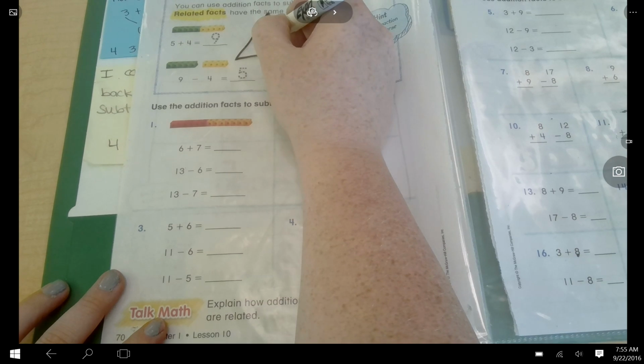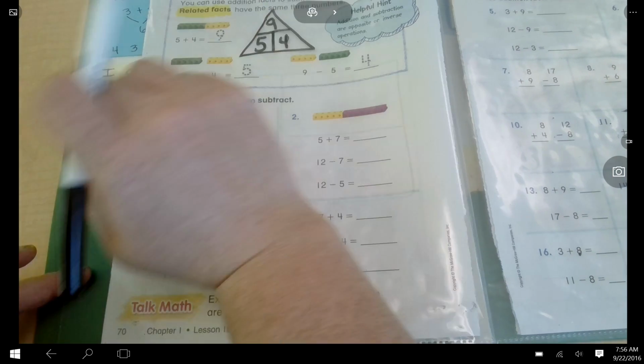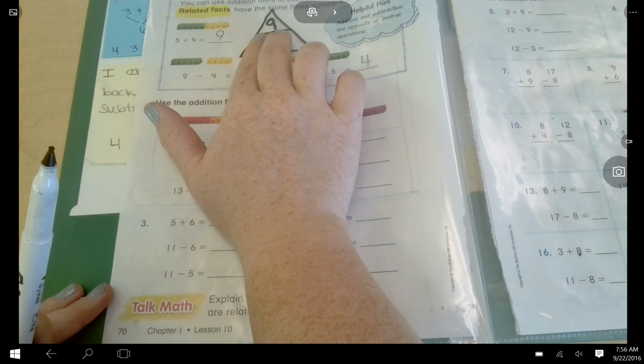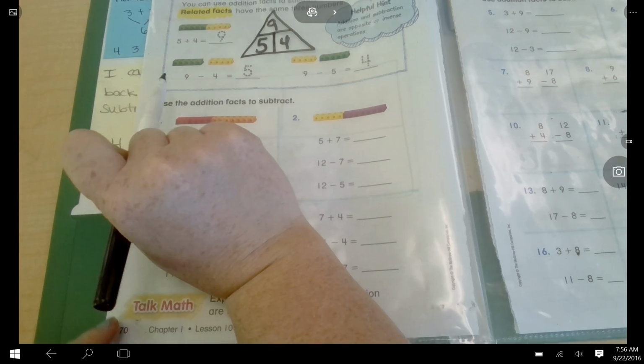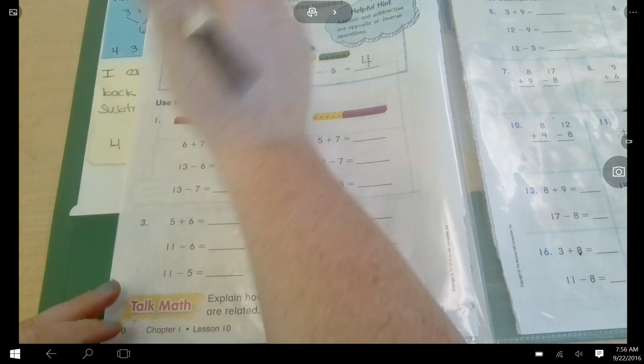Okay, so I'm going to draw that fact triangle again. 9 is the biggest number I'm going to put at the top, and then 5 and 4 are the parts that make up 9. So I can do 5 plus 4, cover those up. I know my answer is 9. Or I can do 9 minus 4, cover those two up, and I know my answer is 5.